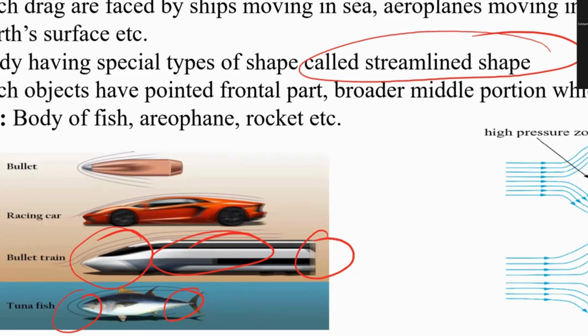So what happens? I have this much area in front. If air comes, my whole body will stop the air, right? So I'll face more friction force. If my body is narrow from the front, then will the air stop me or not? It will stop me, but not much.